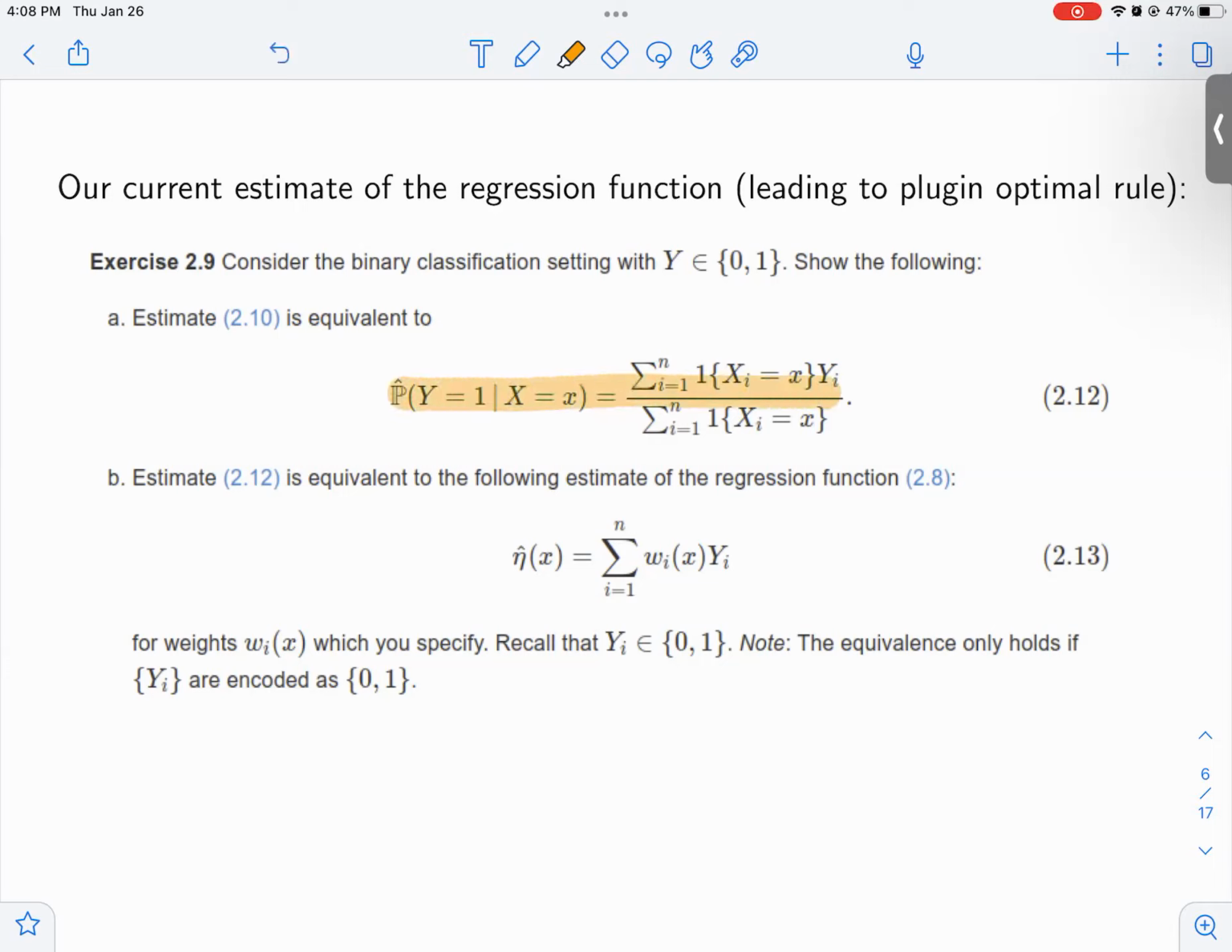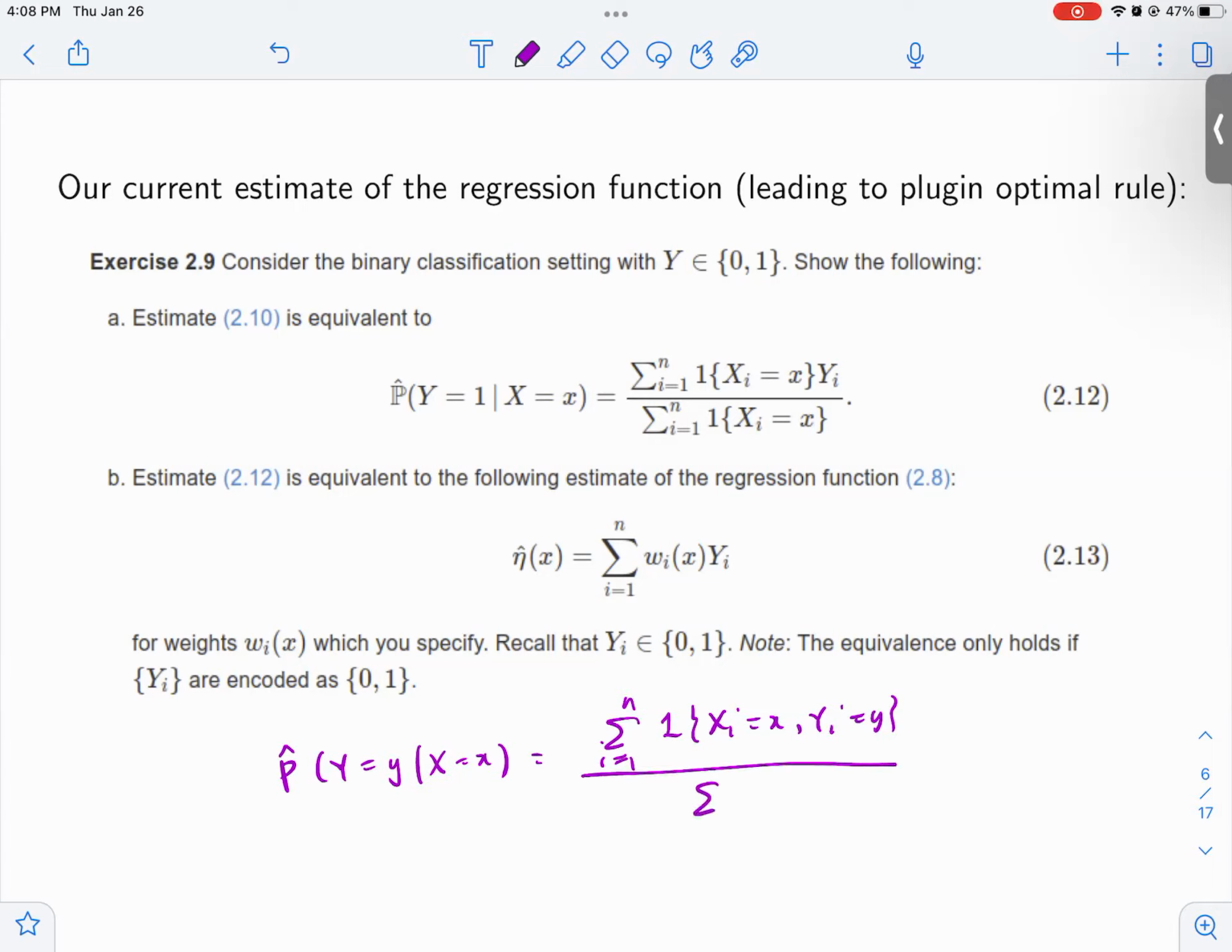So for the optimal rule, we used this estimate of the regression function, which you now all show in your homework problem. This is a variant of that empirical estimate. So that's been our estimate of, if you recall, it was something like that: the estimate of the probability that Y equals y given X equals x is the sum over i from 1 to n of the indicator that xi is equal to x, and yi equal to y, divided by the sum over i from 1 to n of the indicator that xi equals x.